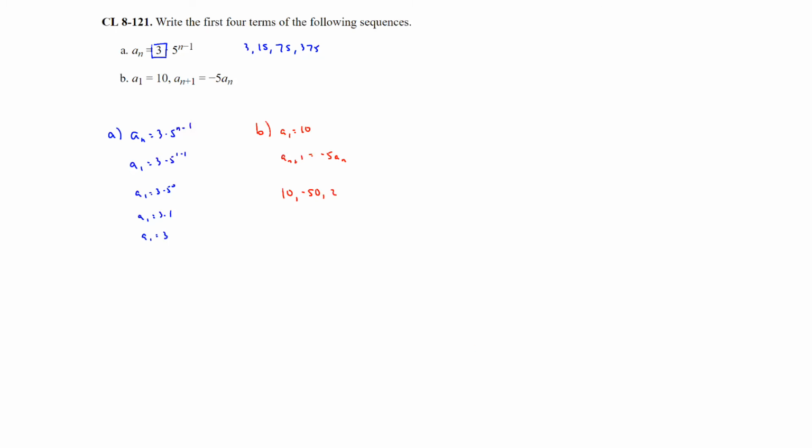Multiply by negative 5 again. You get 250, and then multiply by negative 5 again. And that's negative 1,250. So that is the recursive form that is given to you. And so you're using the previous term to find the next term.